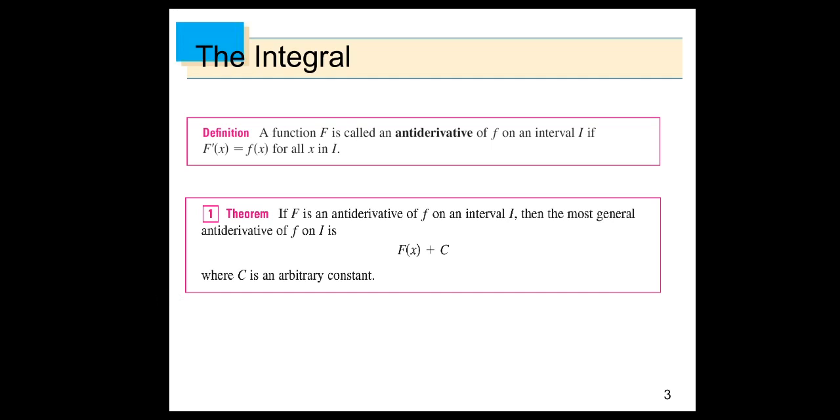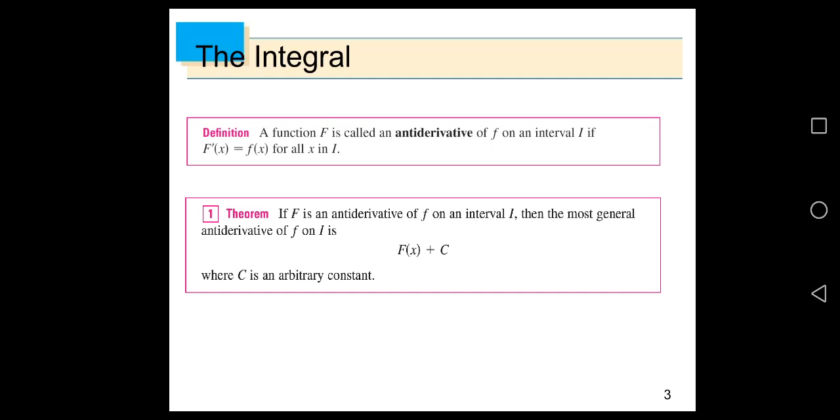Okay, first one we have antiderivative. An antiderivative is actually the inverse of a derivative, or we can say finding the antiderivative is the reverse of finding the derivative, right? So by definition it says a function capital F is called an antiderivative of small f on an interval I if capital F prime of x is equal to f of x, or we can say the derivative of capital F of x is equal to f of x for all x in I. It means that the inverse of this particular derivative is our antiderivative, right?